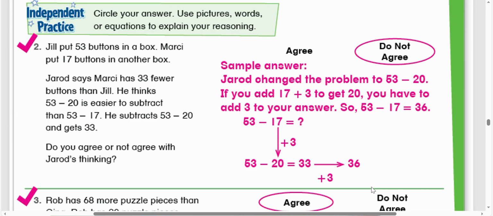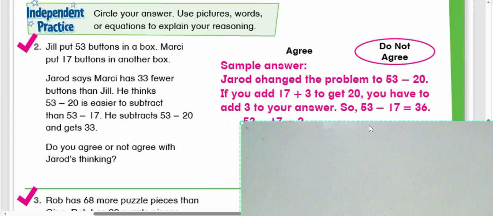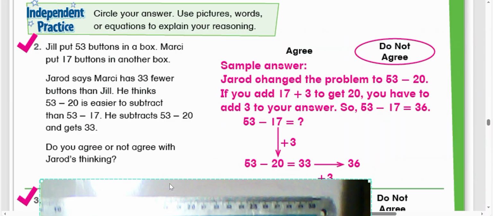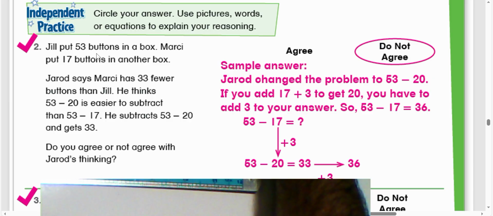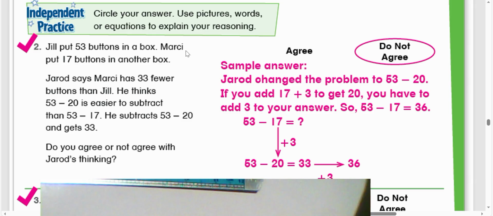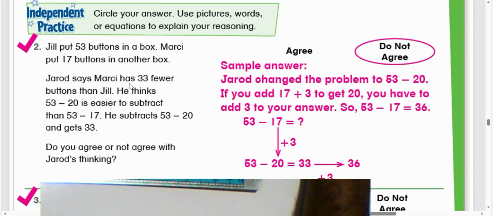Next question. We put 53 buttons in the box. Marcy puts 15 buttons in another box. Jordan says Marcy has 33 fewer buttons. He put 53 buttons in a box and Marcy put 15 buttons in another box. Jordan says Marcy has 33 fewer buttons than Jill.